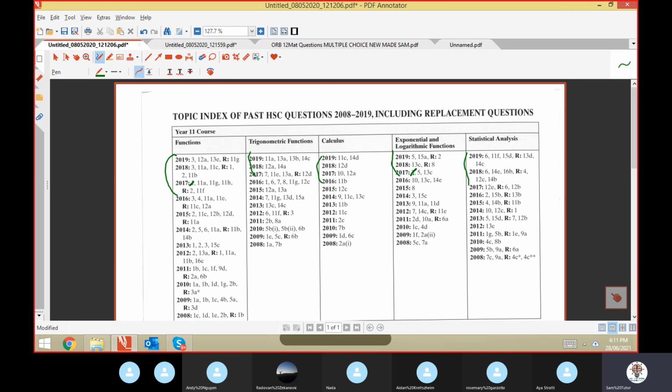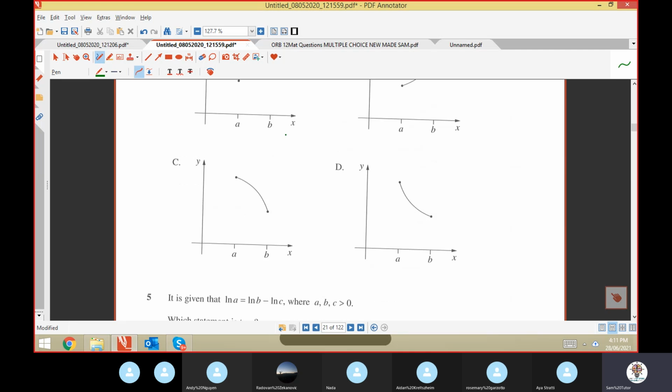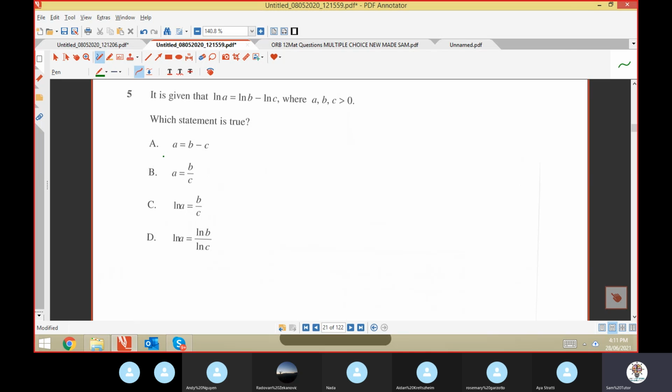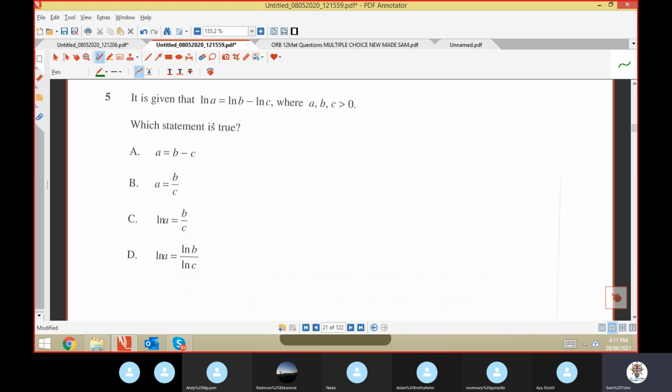Next one. Question 5, 2017 HSC. It is given that log A equals log B minus log C. Which statement is true? Okay, when you see a question like that, you've got to think of your log laws. So log A equals log B over C. And then from there, you would exponentiate everything, so you're left with A equals B on C. Answer is B.